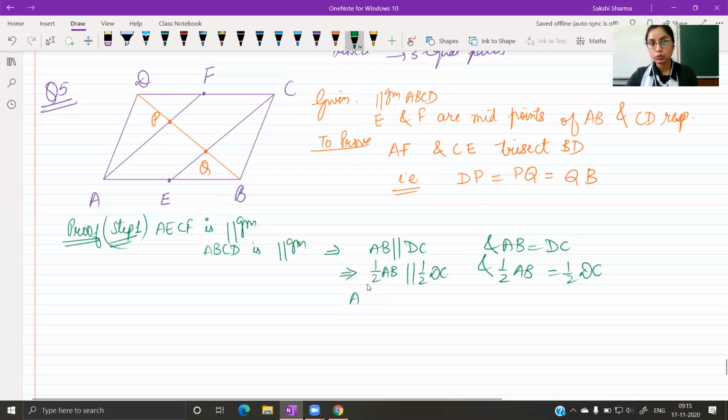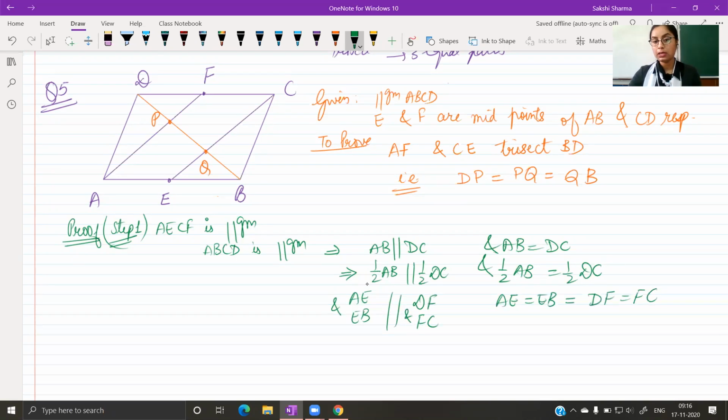Now AB has two halves, AE and EB. These will be parallel to the parts of DC, which are BF and FC. Please pick the suitable ones. And similarly, halves are equal, so that means AE is equal to EB. This is equal to DF equals to FC.